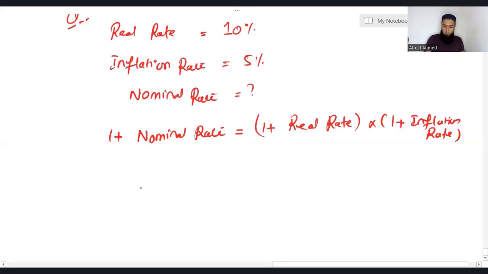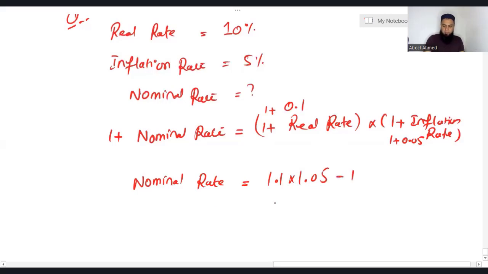So let's try to calculate the nominal rate. The real rate is 10%, so 1 plus real rate becomes 1.1, because 10% can be written as 0.1. Inflation rate is 5%, so 1 plus 0.05, that is 1.05, minus 1. So here comes the answer, it must be higher than 15%. 1.1 into 1.05 minus 1, I'm getting 15.5%. So simply the nominal rate is 15.5%.